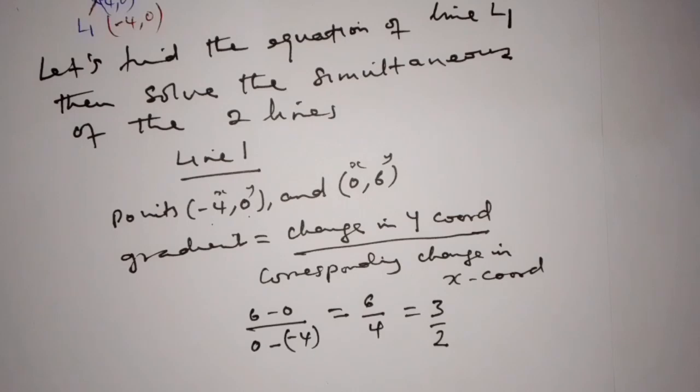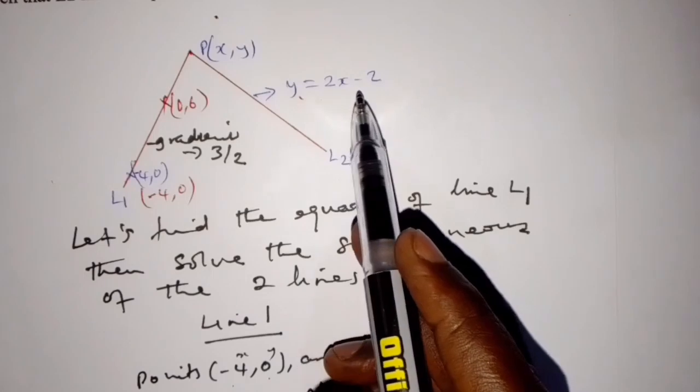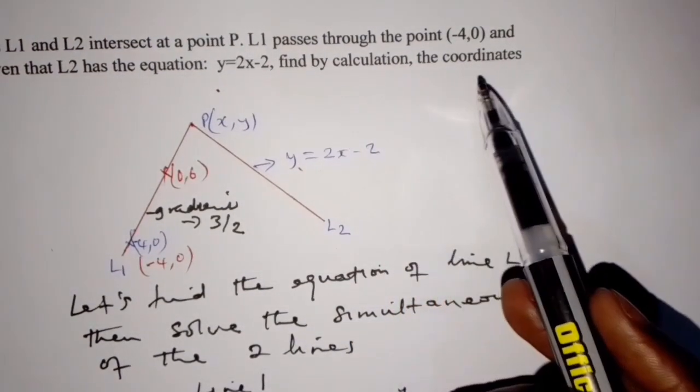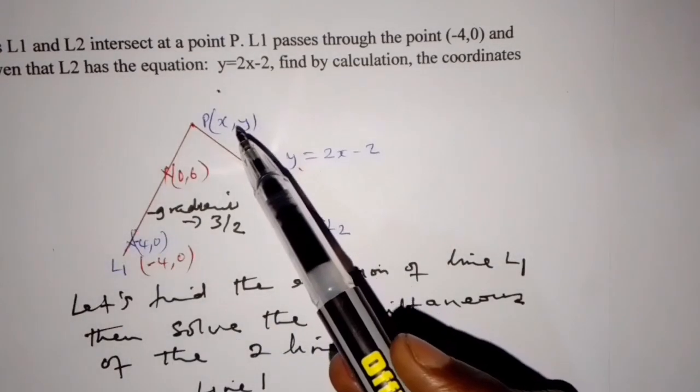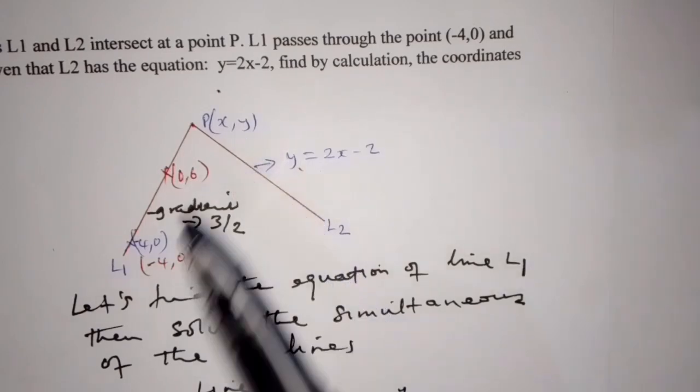to find, we are told two lines L1 and L2 intersect at a point P. L1 passes through the points negative 4, 0 and 0, 6. Given that L2 has the equation y is equal to 2x minus 2, find by calculation the coordinates of P. So we want to find the coordinates of P here.